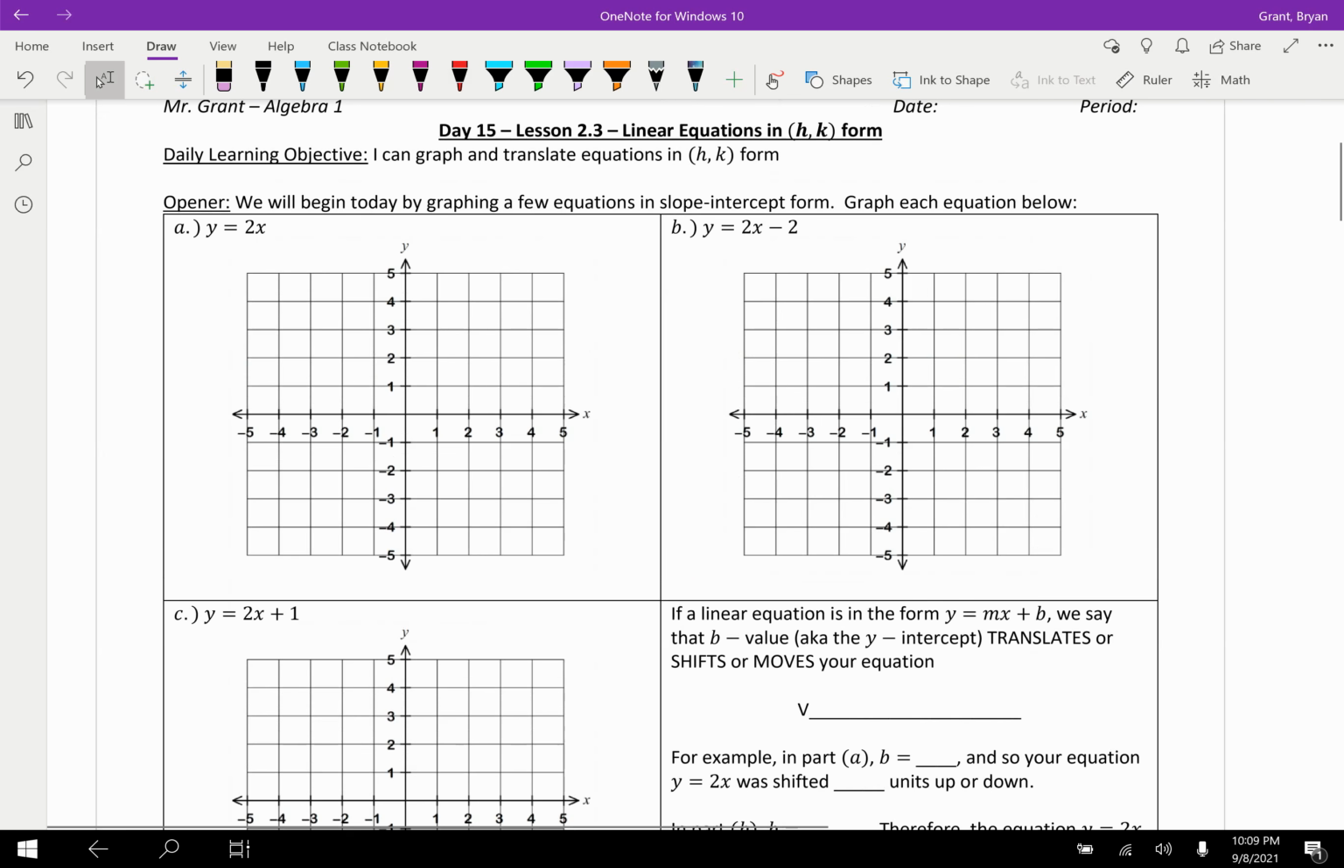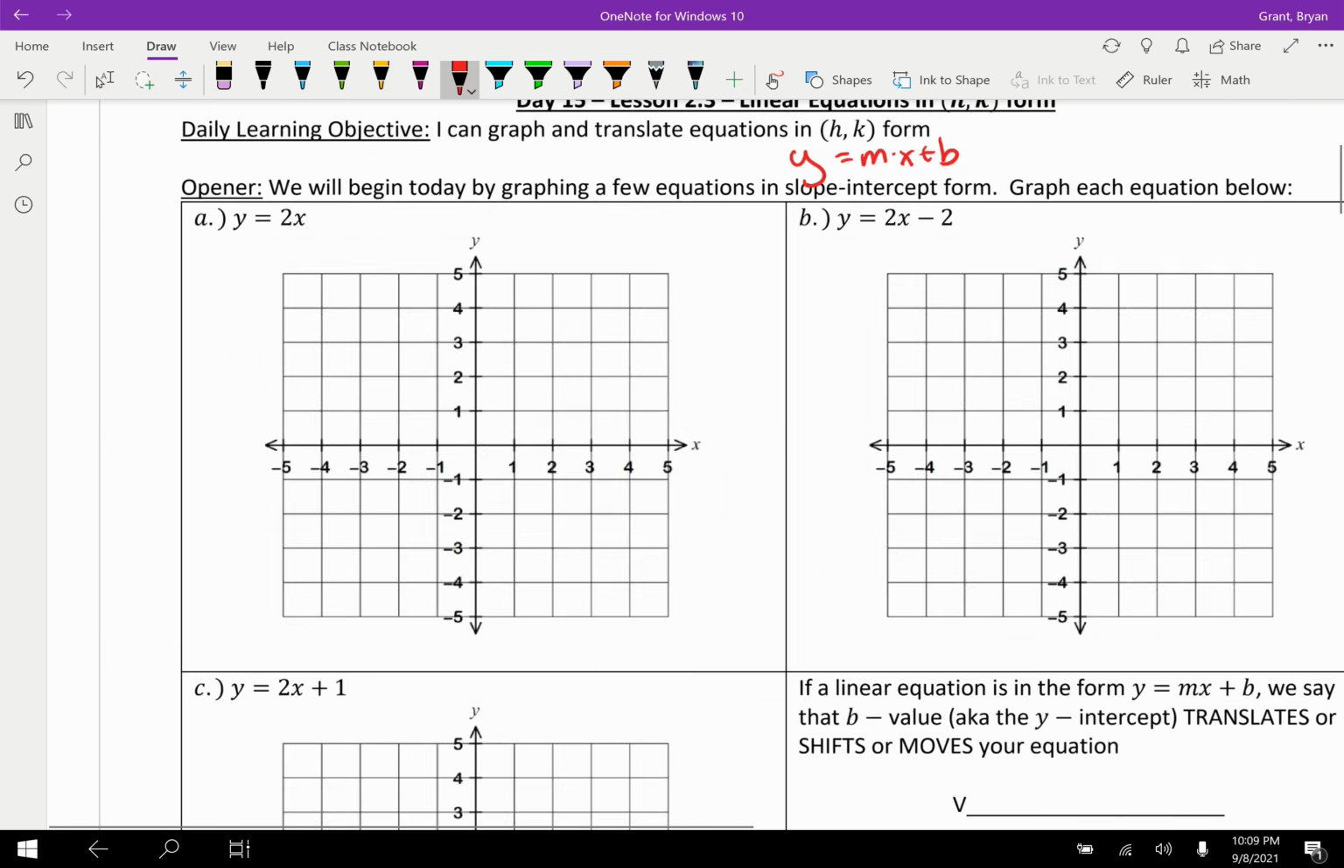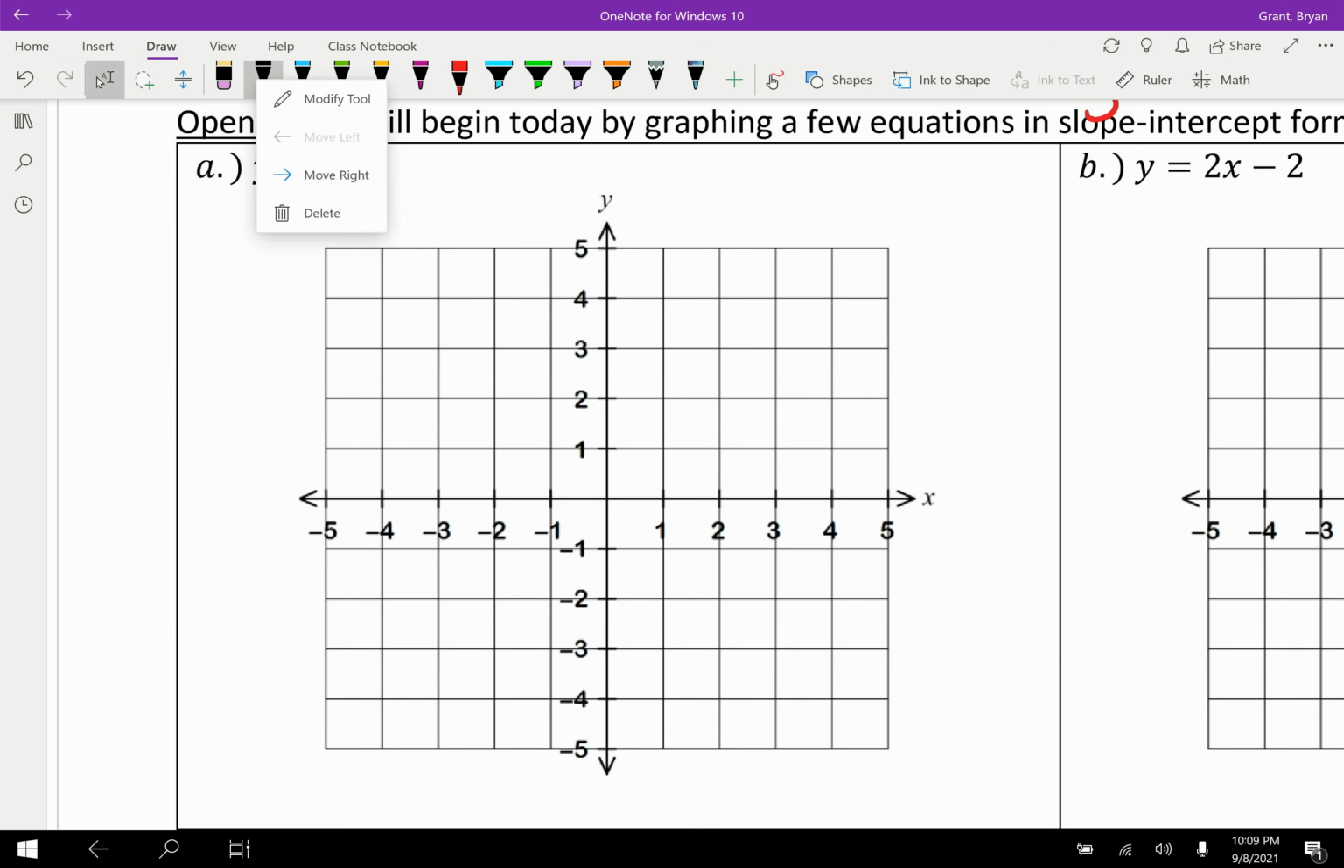Alright, we need to remember that slope-intercept form is y equals m times x plus b, where m is our slope and b is our y-intercept, hence slope-intercept form. Our first problem, if I wanted to match this up, y equals mx plus b, we can see the m, no problem, but the b, we discussed last class, we'll need that invisible plus 0.